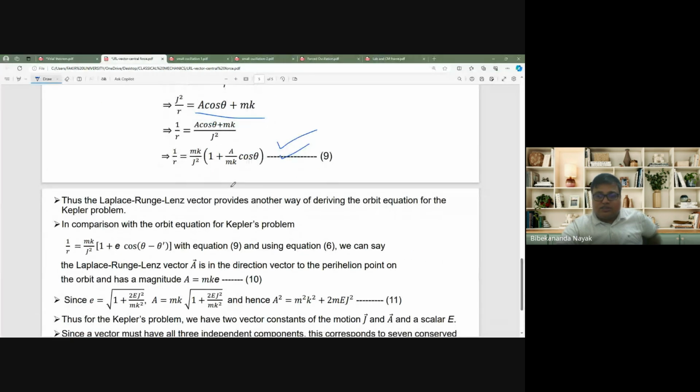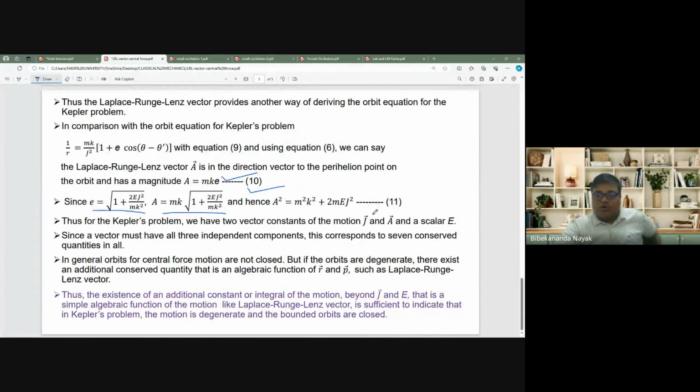So eccentricity is A by MK, or A is equal to MKE. But in Kepler's problem, we found eccentricity is square root of 1 plus 2EJ squared by MK squared. So comparing with this equation, you can say A is equal to MK square root of 1 plus 2EJ squared by MK squared, or A squared is equal to M squared K squared plus 2MEJ squared. Thus for Kepler's problem, we have two vector constants of motion, J and A, and a scalar E.